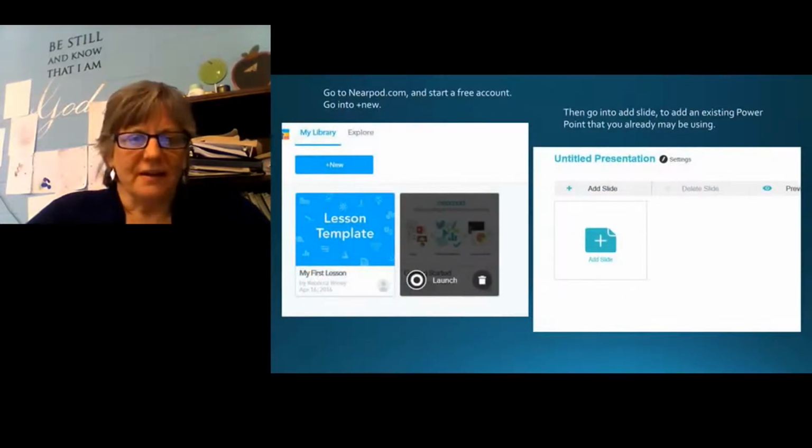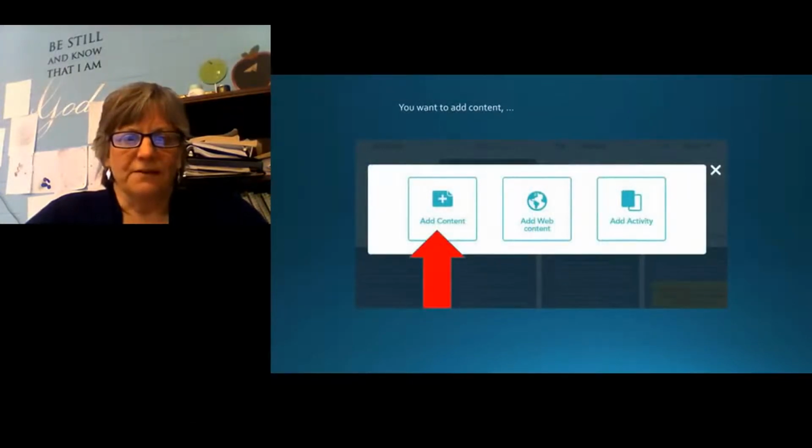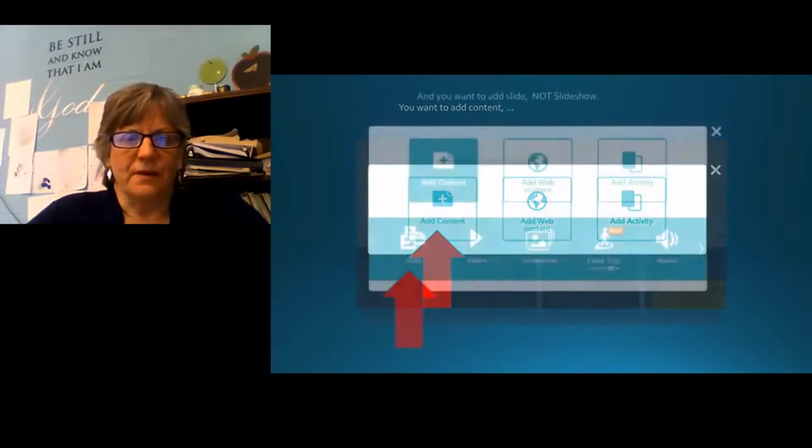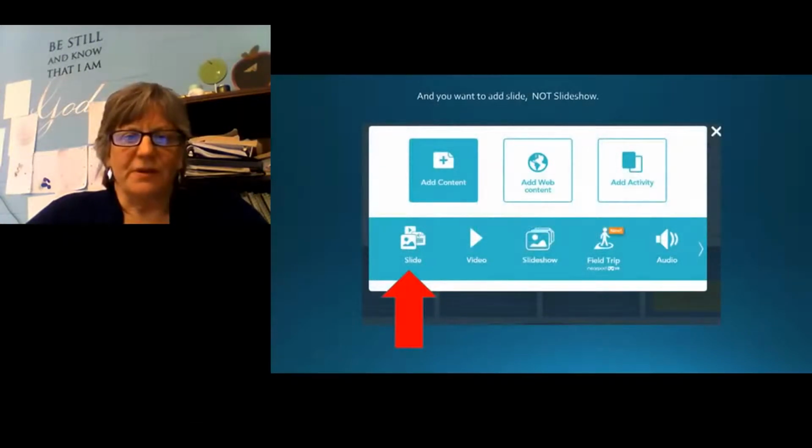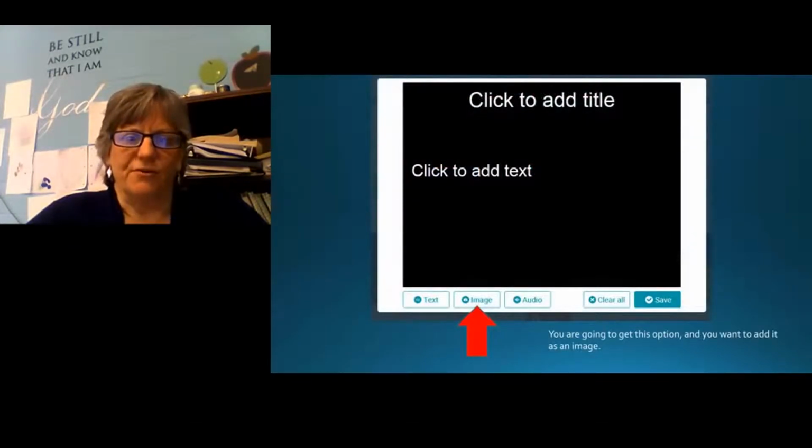So you go to nearpod.com, start a free account, go into New, and then you're going to go to Add Slide to add an existing PowerPoint that you already may have been using. You're going to add content then, and as you do that, you're going to want to pick the slide and not the slideshow, because the slide will put it into individual slides, components that you can move around, whereas the slideshow just tends to put it all in one spot. It makes it a little harder to edit.